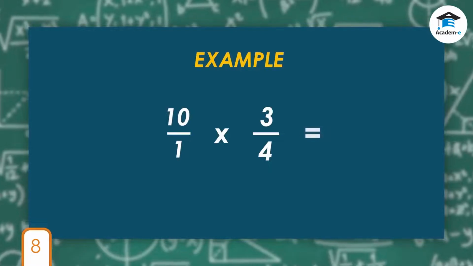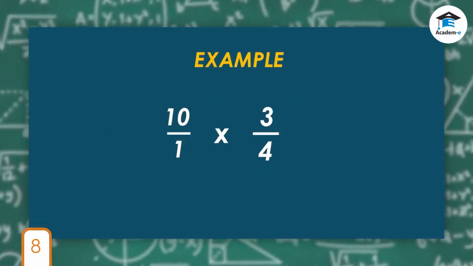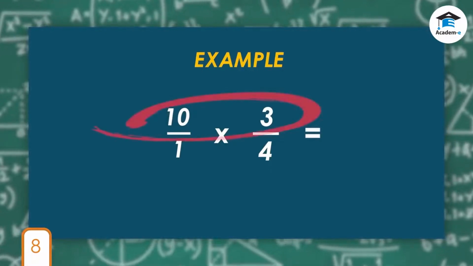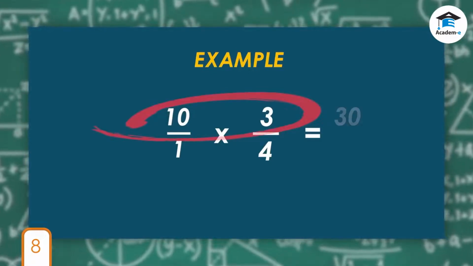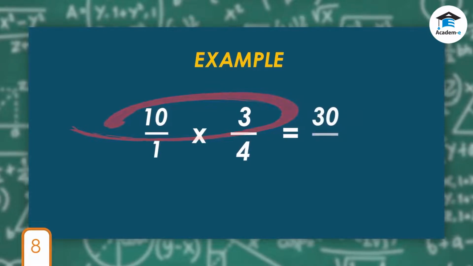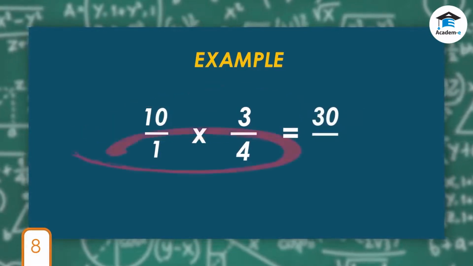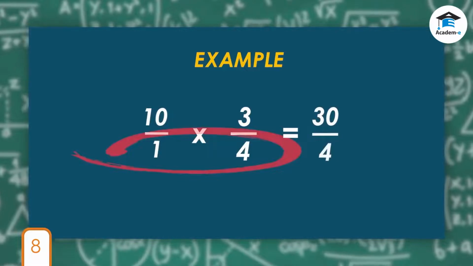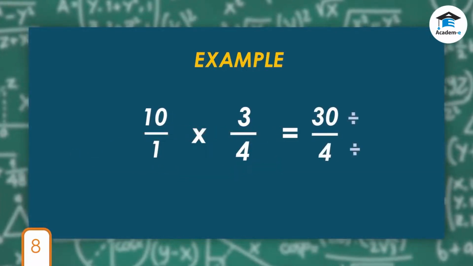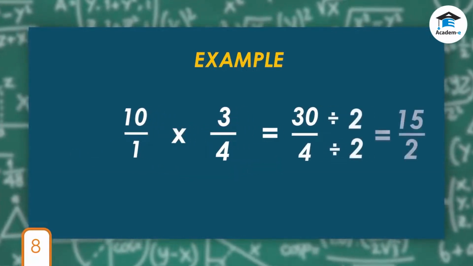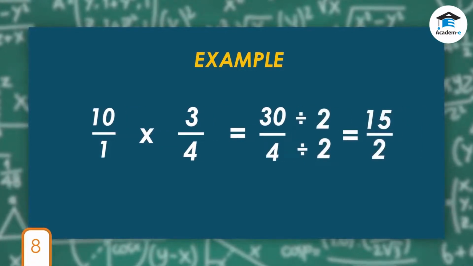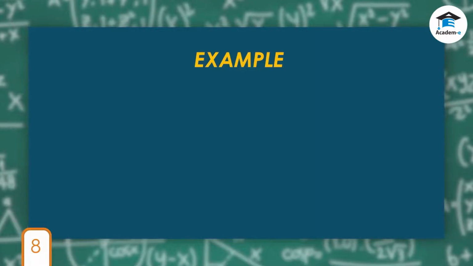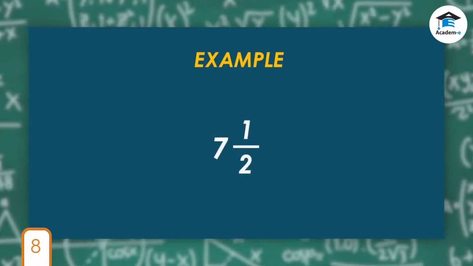Another example. Multiply 10/1 and 3/4. Multiply the numerators first. 10 times 3 equals 30. Then, multiply the denominators. 1 times 4 equals 4. We now have 30/4. Let's get its lowest term, which is 15/2. It is an improper fraction, so let's change it to a mixed number. The answer is 7 and 1/2.